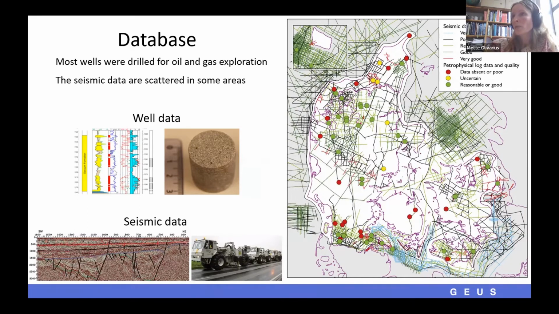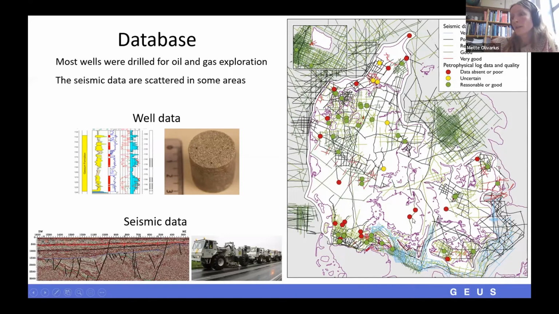And the seismic data is very scattered in some areas like down here because there's a rather shallow basement, only 1 kilometer deep in these areas. Whereas there's a large basin area here in the middle and to the south.